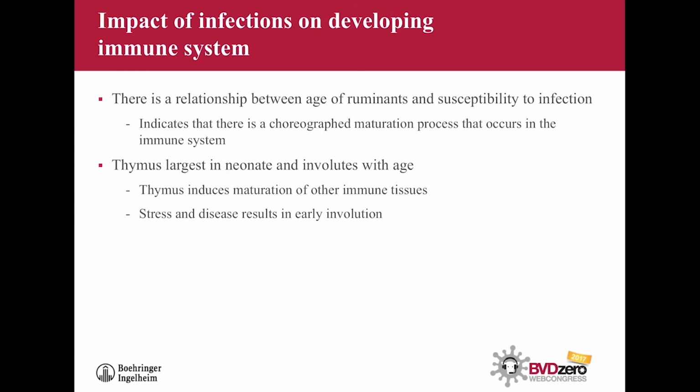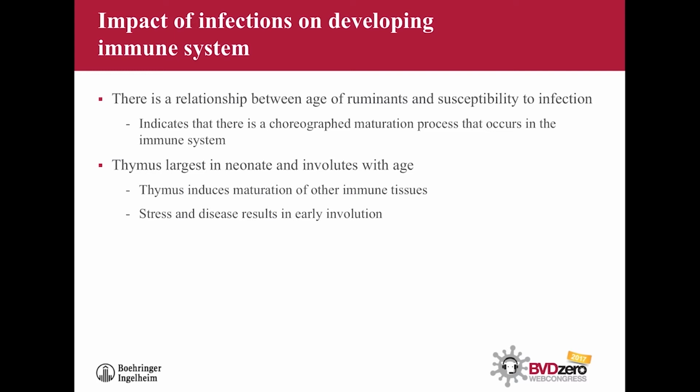Impact of infections on the developing immune system. Even as a neonate, there is impact on the immune system that they may not recover from. It's not just fetal infections that leave us with deficits in the immune system. We know there's a relationship between the age of ruminants and susceptibility to infection, and this indicates to us that there's a choreographed maturation process that occurs in the immune system. When these animals hit the ground, their immune systems are not fully developed, and they need time to fully develop, to fully fight off pathogens.